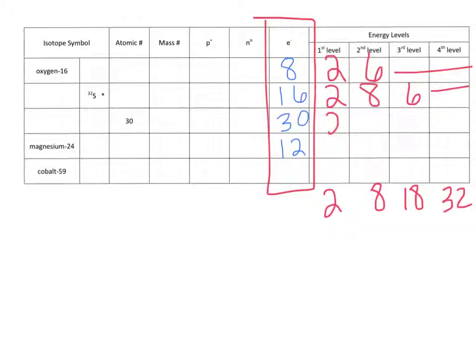For zinc, there are 30 electrons total, so 2 in the first level, 8 in the second, 18 in the third, that's 28, which would leave 2 electrons in the fourth. So zinc has 4 energy levels, has electrons that extend 4 levels away from the nucleus. And magnesium has 12 electrons, so 2 in the first, 8 in the second, 2 in the third.